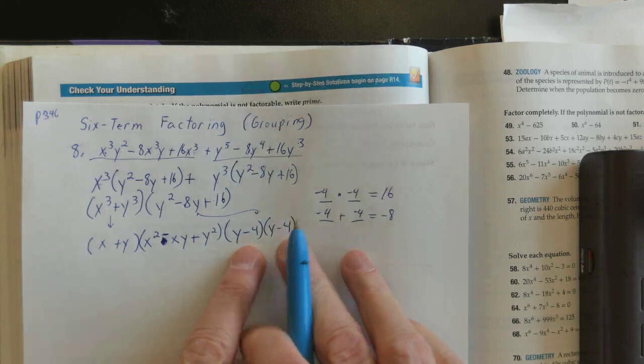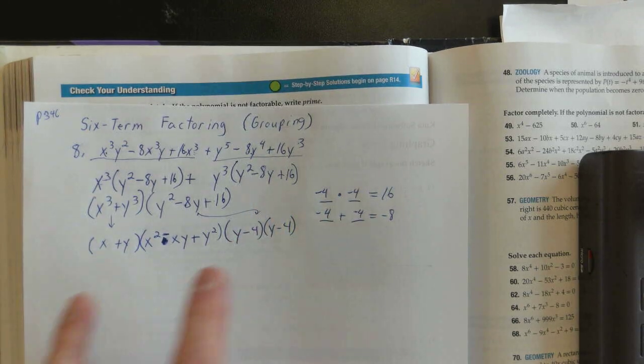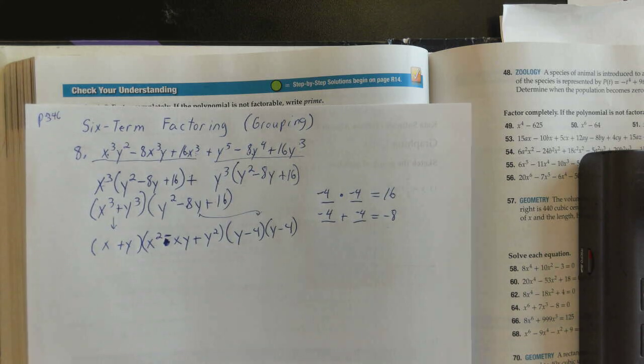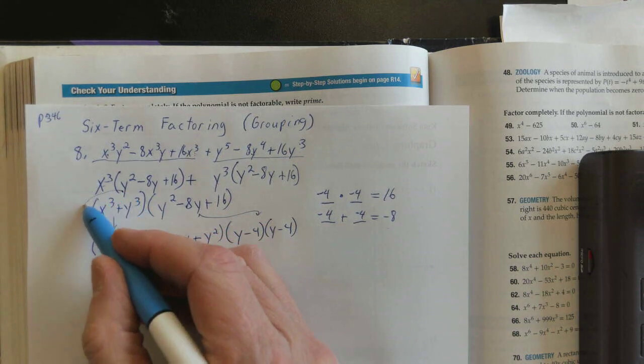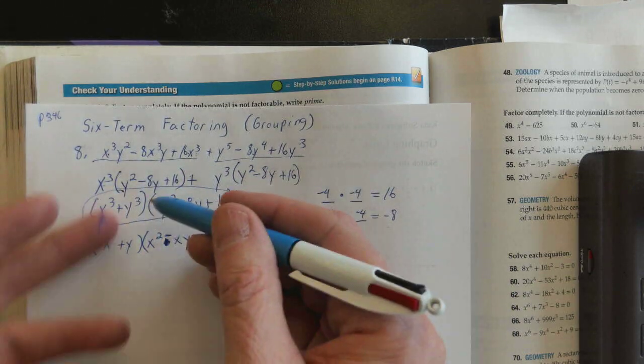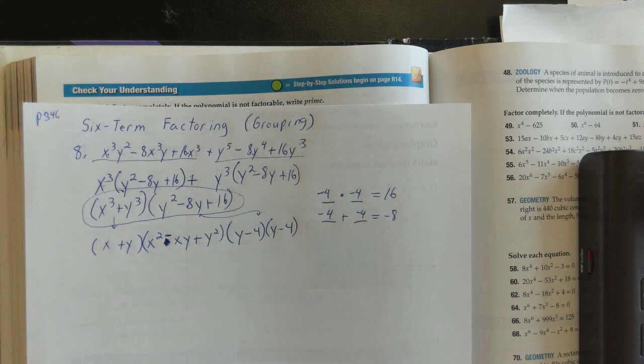Could write y minus 4 squared instead of writing them both out. But that is completely factored now. And I just want to reiterate, a lot of times maybe this is where it ends. But if it keeps factoring, I want you to factor it. Okay? All right.